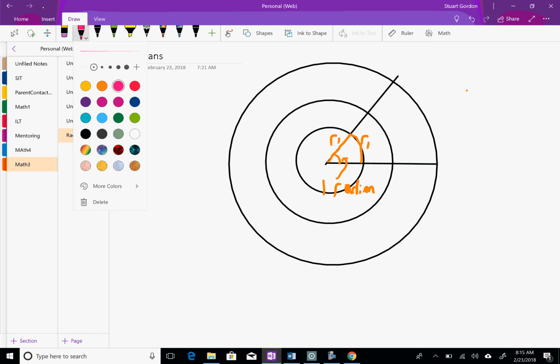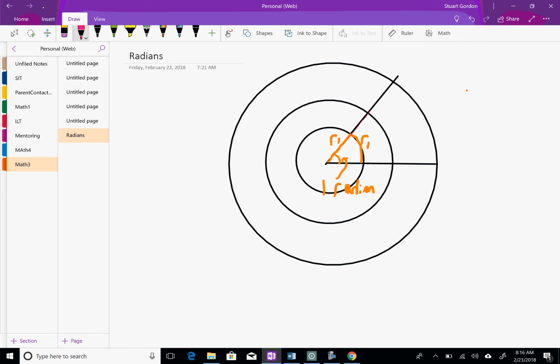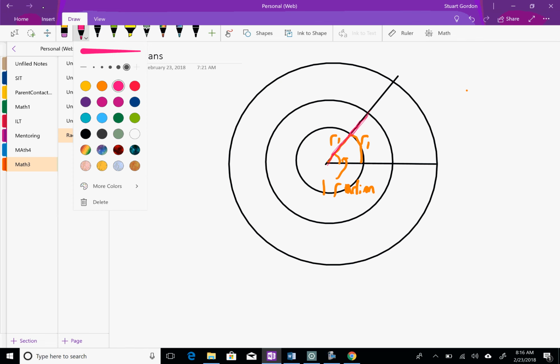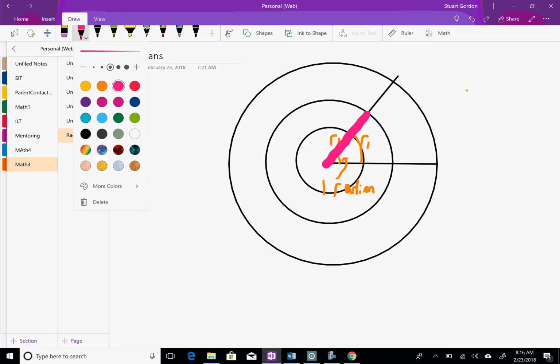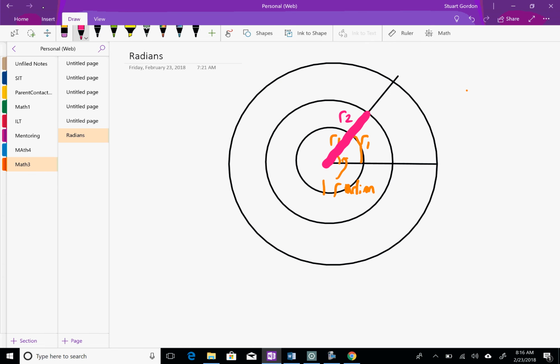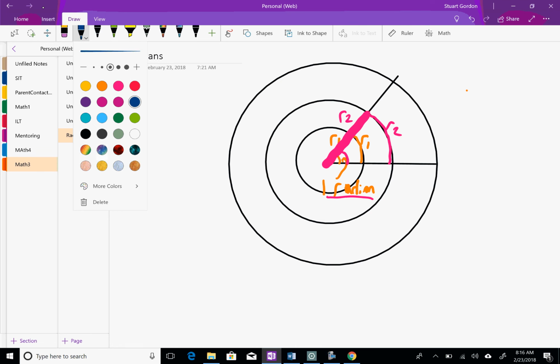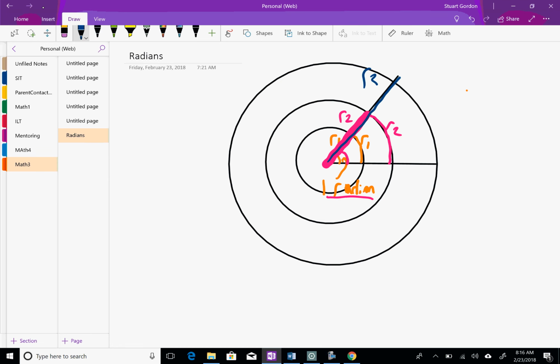We saw the same thing for the second circle. So this radius, why is it so small? This radius was R2, and this arc was the same length, R2, meaning the angle was still 1 radian. And then same thing for the third circle. This radius was R3, this arc was the length of R3, so again the angle is 1 radian. So a central angle in a circle that intercepts an arc that's 1 radius long is called 1 radian.